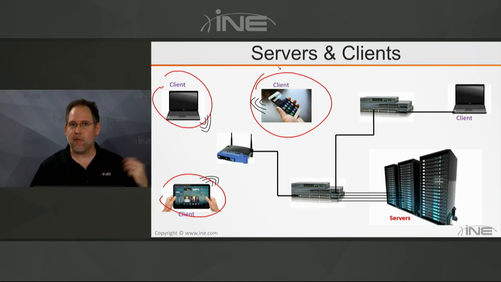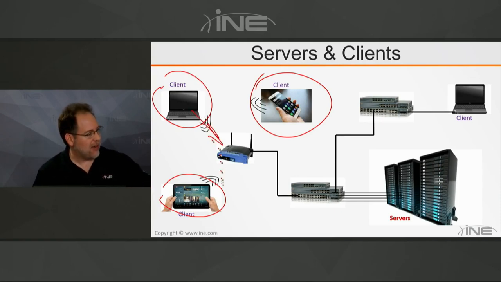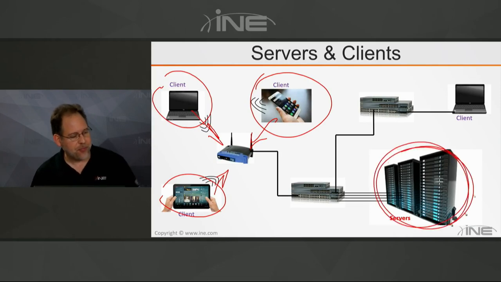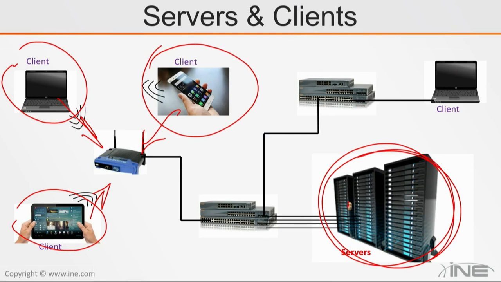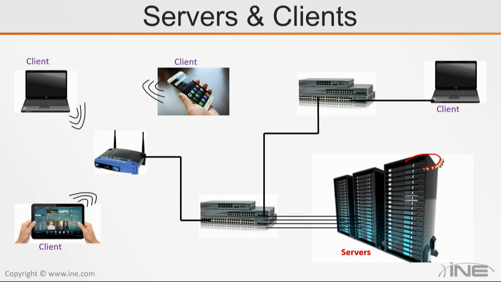Now, where does it get that from? Well, all those devices have to connect to the network. And where are they asking for it? Well, they're asking for it from a server. Now, this picture right here, I'll go ahead and zoom in on this. This is actually showing you a data center. This is considered a cage or a rack. And each one of these devices in here, each one of these is an individual server.